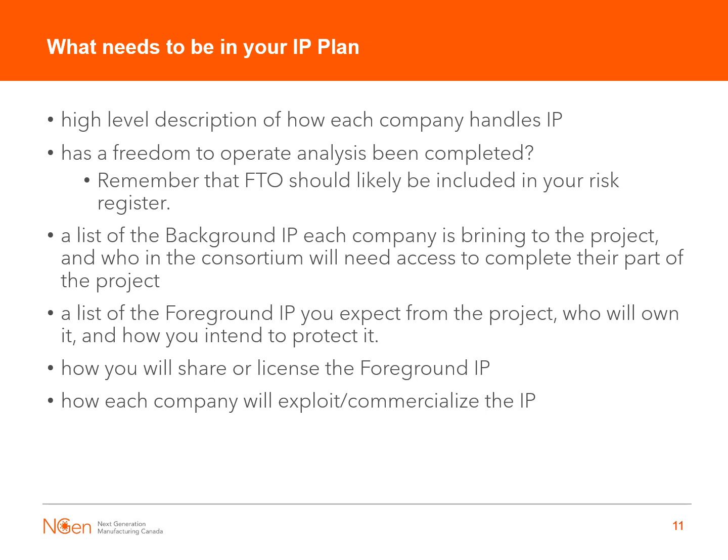A fourth thing that needs to be in the IP plan is a list of the foreground IP you foresee at this point in time will be generated by the project, who will own that IP, and how that IP will be protected. A fifth thing should be how you will share or license that foreground IP, and a sixth thing will be how each company will exploit or commercialize IP. Mostly that is the foreground IP, but it may be some background IP as well that is necessary for the exploitation of the foreground IP.